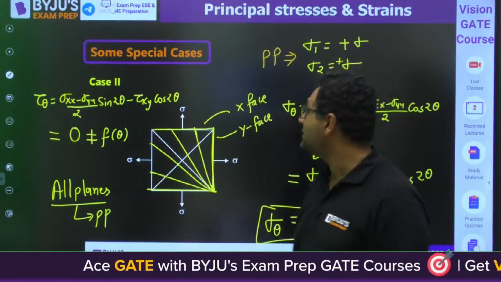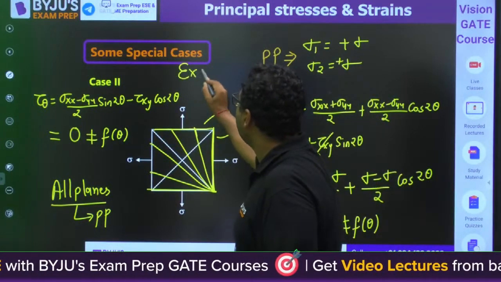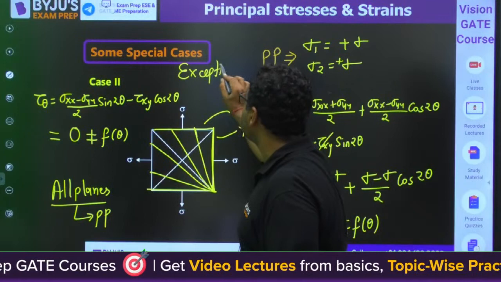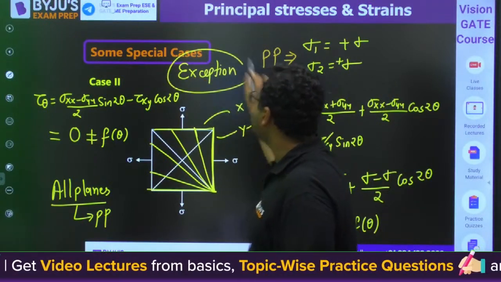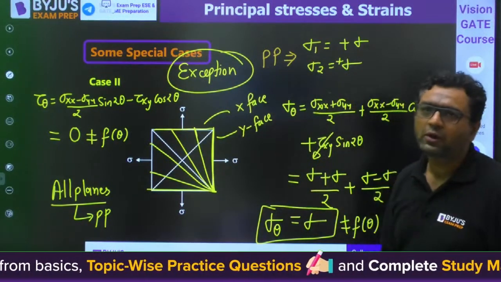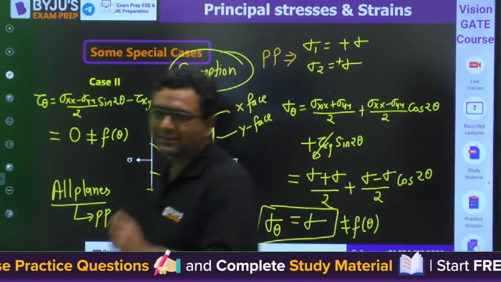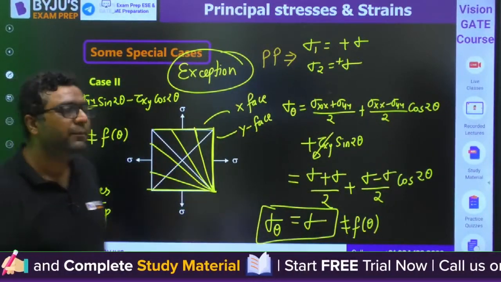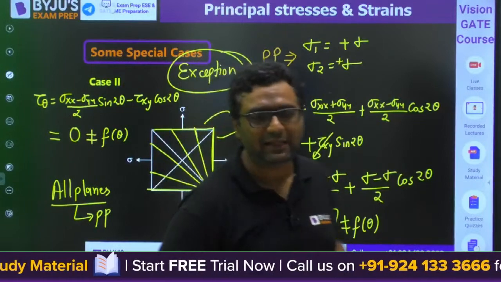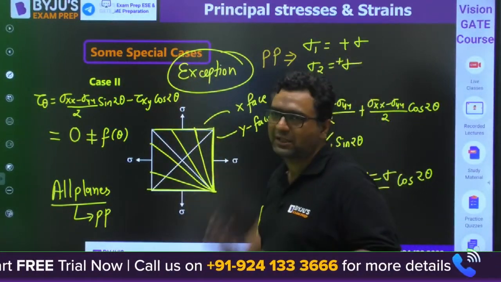So my dear, this is an exceptional case where planes of maximum shear are also not available. That's why here you need to go with proper execution of the formula, because here every plane will be acting like a principal plane. This is an exceptional case.